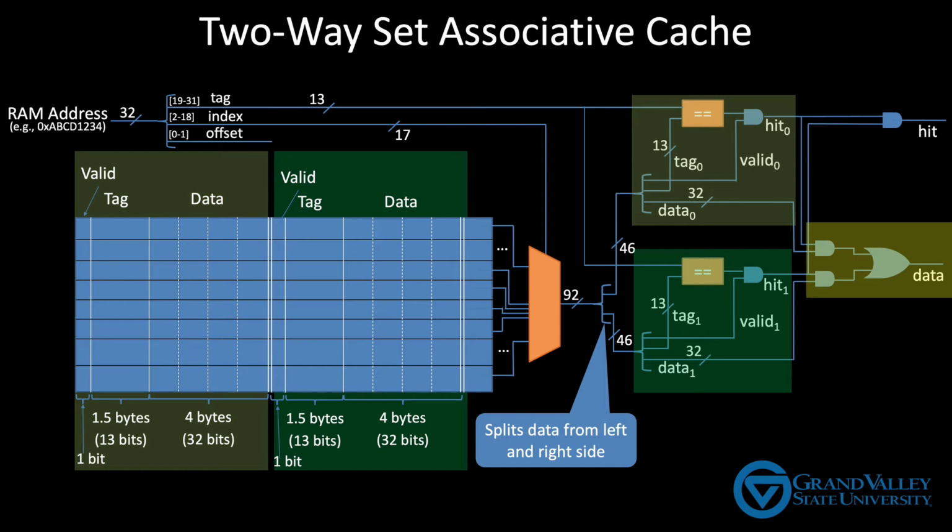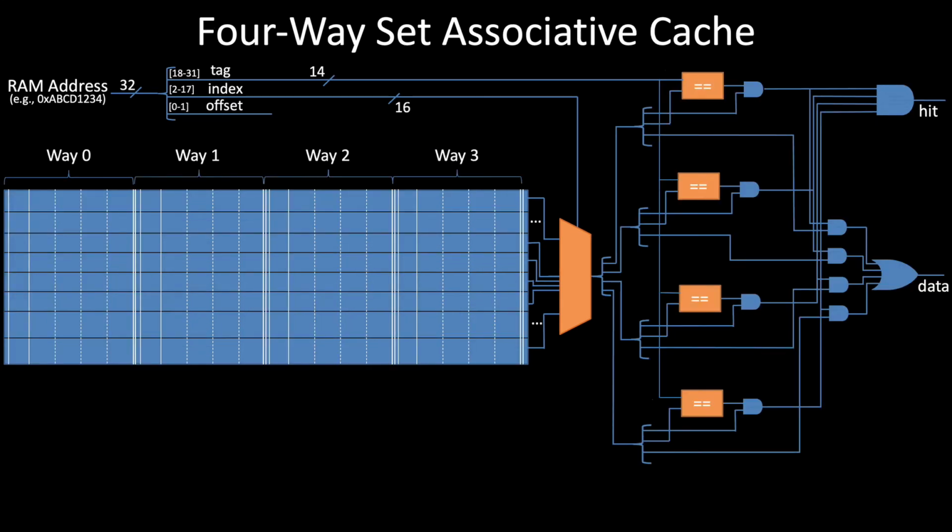We can extend the pattern of a two-way cache by making each line wider and adding more tag matching hardware. Here's an example of a 4-way set associative cache. Every byte now has 4 choices of where it can live. I actually wanted to do something wider like 8 or 16, but it didn't fit on the slide very well.